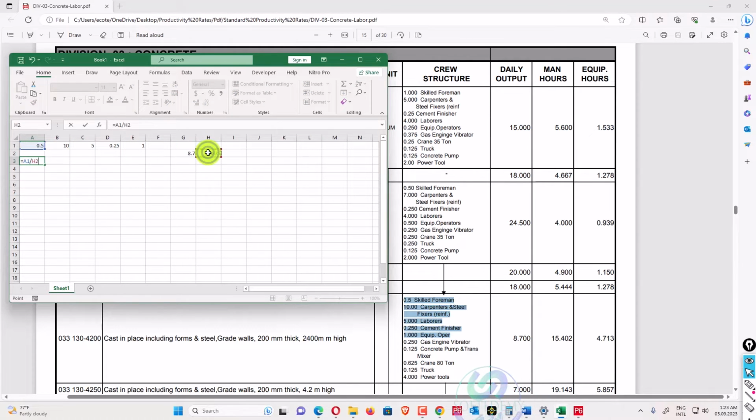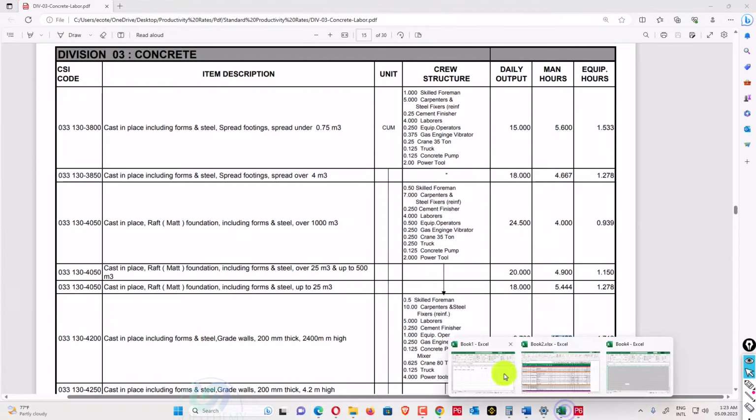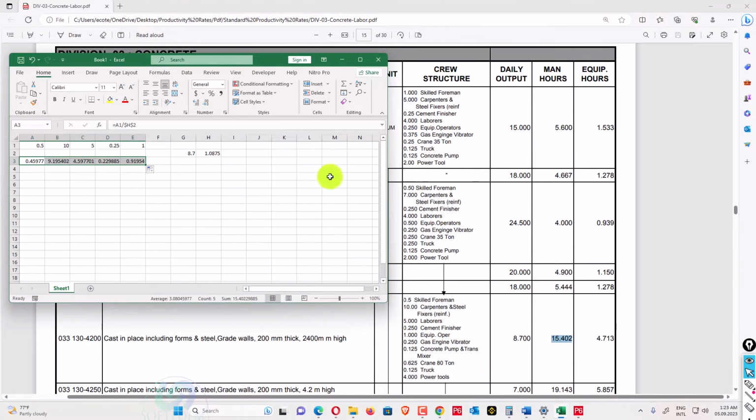I will just divide by this one, this H column. I will assign this man hour. I have to calculate total man hours. So total man hour will be calculated like this. This is 15.402. You can see here 15.402 has been calculated already in the sheet. This man hour has been calculated by each crew, 0.5 divided by 1.0875. That is our 1 hour productivity rate.